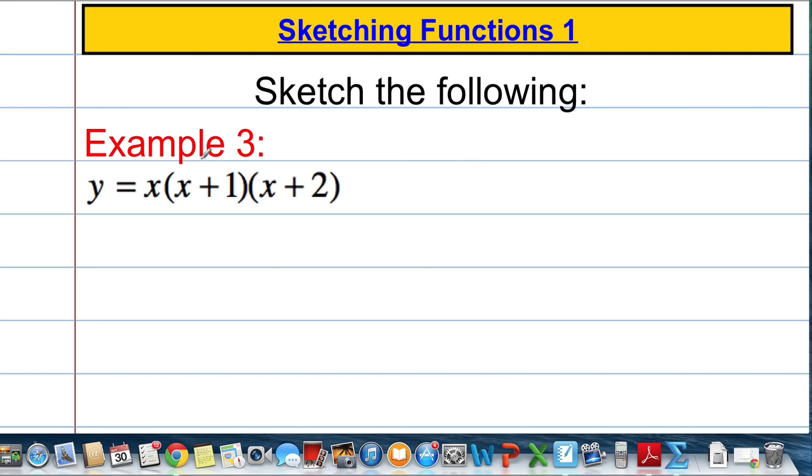Okay, how about this one? X times x plus 1 times x plus 2. Same idea again. So sketch the axes. Let's go for the y-intercepts.